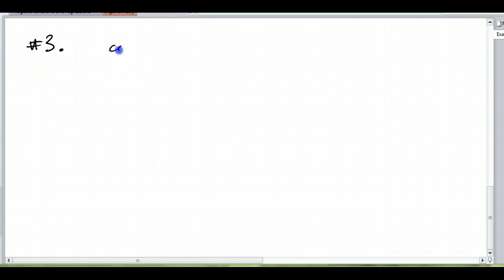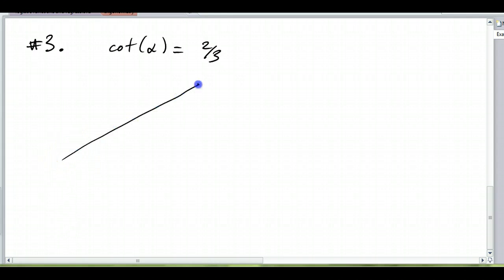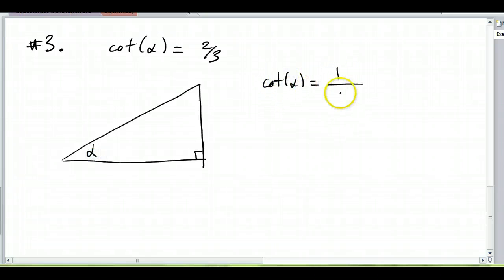Okay, example number 3, here we go. I'm going to take the cotan of an angle, and I'm going to say it is 2/3. Why not? Okay, so let's draw our triangle right here. I'm going to put the angle alpha right there. Now cotan is what? Cotan is the reciprocal of tan, right? And tan is adjacent over opposite, so this is the opposite over the adjacent.